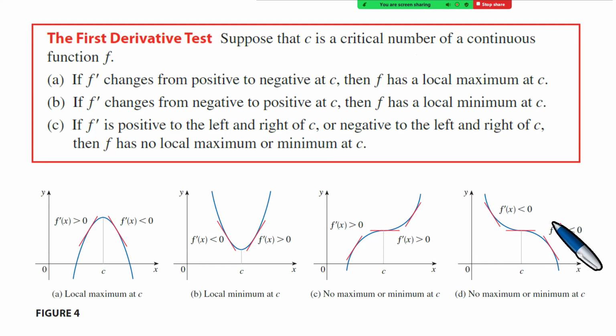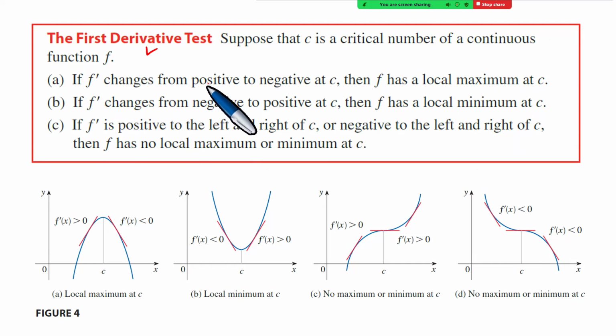Now, the theory we've learned so far is not enough. We need more theory. We need to gather more knowledge. We are cruising until half past, remember? So suppose that C is the critical number of a continuous function f. First derivative test.